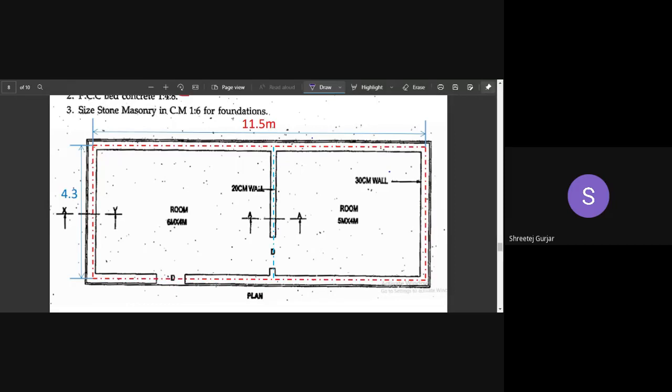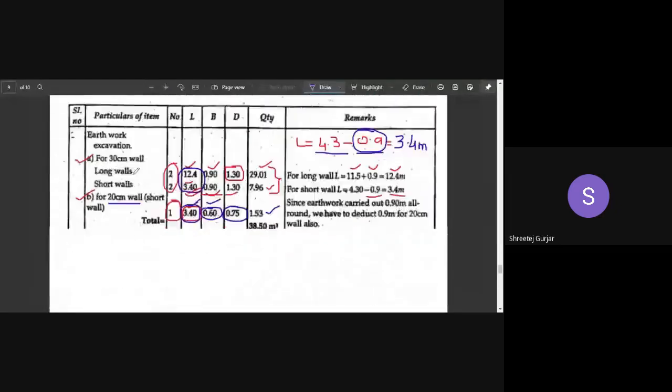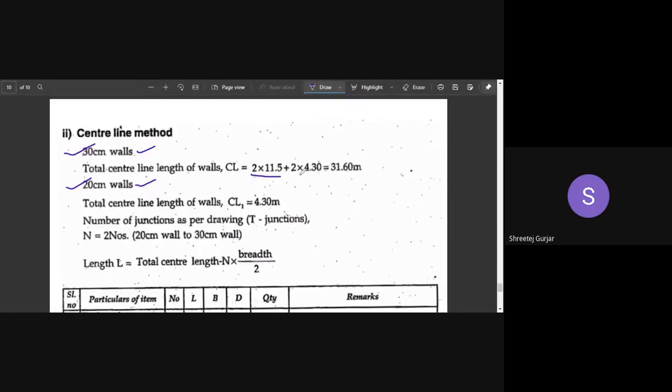Okay, so let us calculate. The total centerline length of my 30 centimeter wall will be 11.5 into 2, that is this length and this length, plus 4.3 into 2, this length and this length. So we will write here 11.5 into 2 plus 4.3 into 2. So it will be totally 30.6. So this is for the 30 centimeter wall. The total centerline length of my 30 centimeter wall is 30.6 meters.